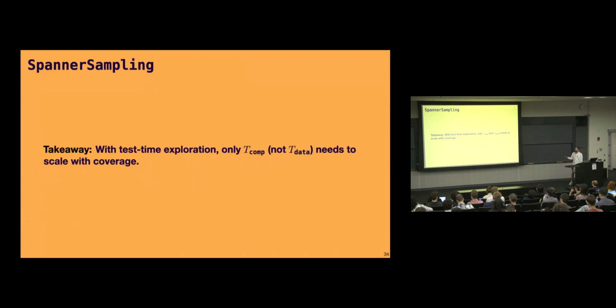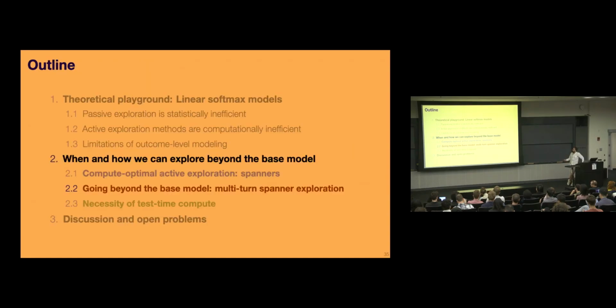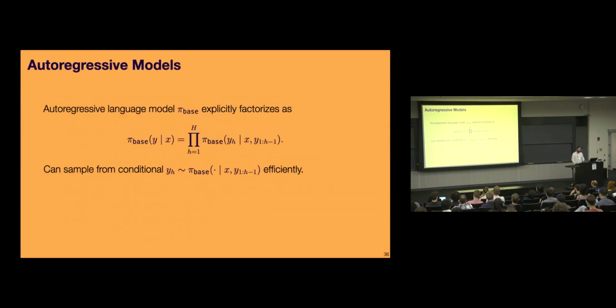Now, again, you still are paying the coverage coefficient here in runtime, which is not ideal. The reason this is useful is that it's a building block for the next result I'm going to show you, which is that if we combine this technique with dynamic programming, multi-turn RL, we'll be able to do much better.